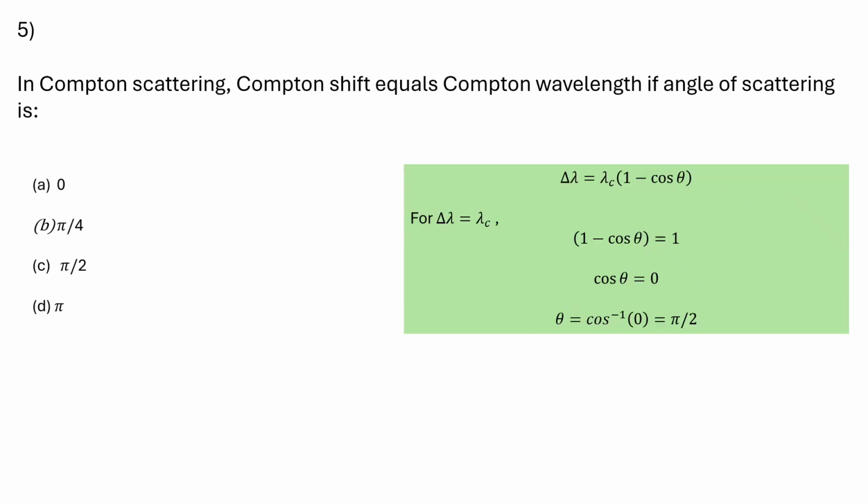Then next question. In Compton scattering, Compton shift equals Compton wavelength if angle of scattering is. तो क्या हो रहा है? Compton scattering हो रही है जहाँ पे Compton shift डेल्टा लैम्बडा इज इक्वल टू Compton wavelength लैम्बडा सी. हमें पता है डेल्टा लैम्बडा इज इक्वल टू लैम्बडा सी (1 माइनस कॉस थीटा). ये होती है फॉर्मूला. तो यहाँ से डेल्टा लैम्बडा इज इक्वल टू लैम्बडा सी अकॉर्डिंग टू द क्वेश्चन.